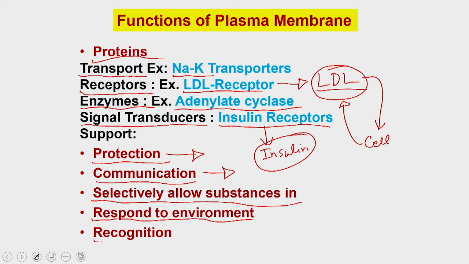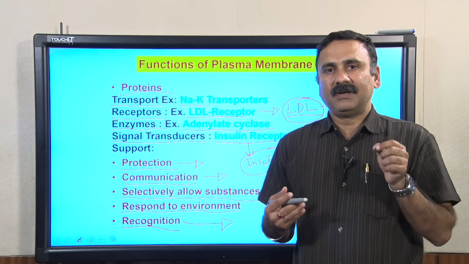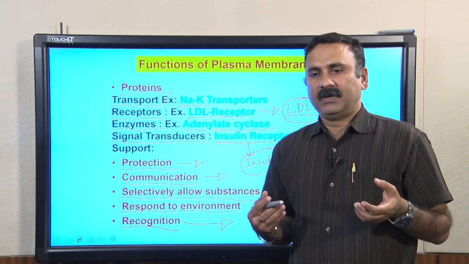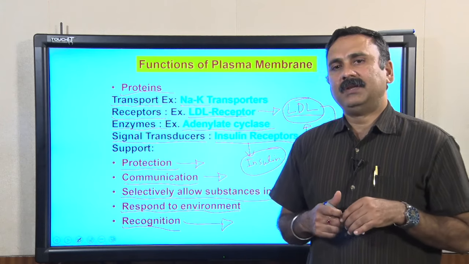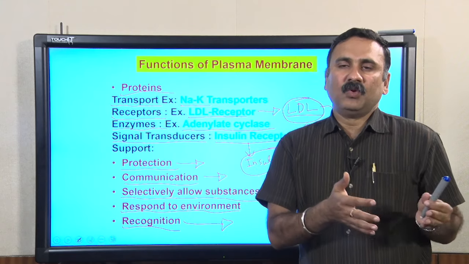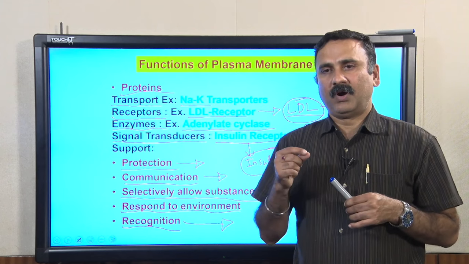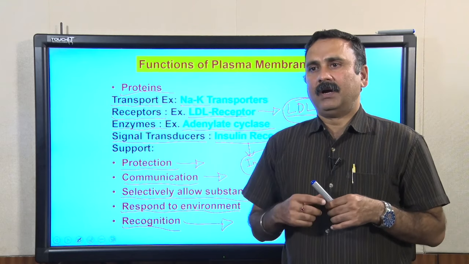And lastly, the plasma membrane also allows the cell to be recognized. For example, different types of cells have different types of ligands or receptors present on their surface, and these ligands are specific for that particular cell type. This is very common in immune cells, because immune cells contain different types of CD molecules, which are characteristic of a particular cell type, and because of the presence of these molecules, these cells can be recognized by the system or by the body.